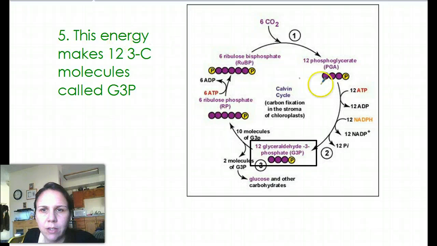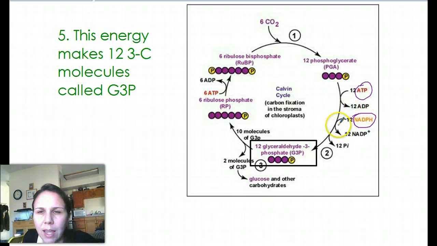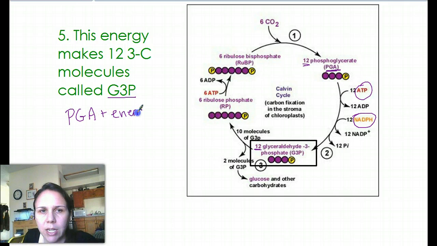Well, the energy from the ATP and the NADPH provides enough energy to take the 12 PGAs and turn them into 12. Now, they don't look any different to us, but chemically they are. They make 12 G3Ps, glyceraldehyde 3-phosphate. Okay, you don't have to know the fancy names, just know G3P, PGA, and so on. So basically, PGA plus energy turns into G3P.